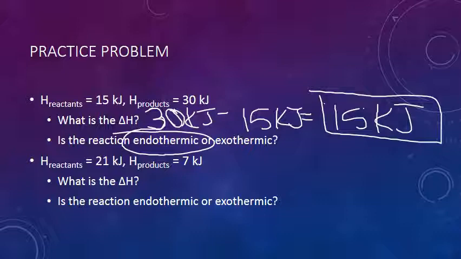So what is the delta H? If you remember from like 2 seconds ago, delta H equals the heat of the products minus the heat of the reactants. And the product was 7 kilojoules. So we're going to subtract it by 21 kilojoules. And what's that, Aleko? That would be negative 14 kilojoules.